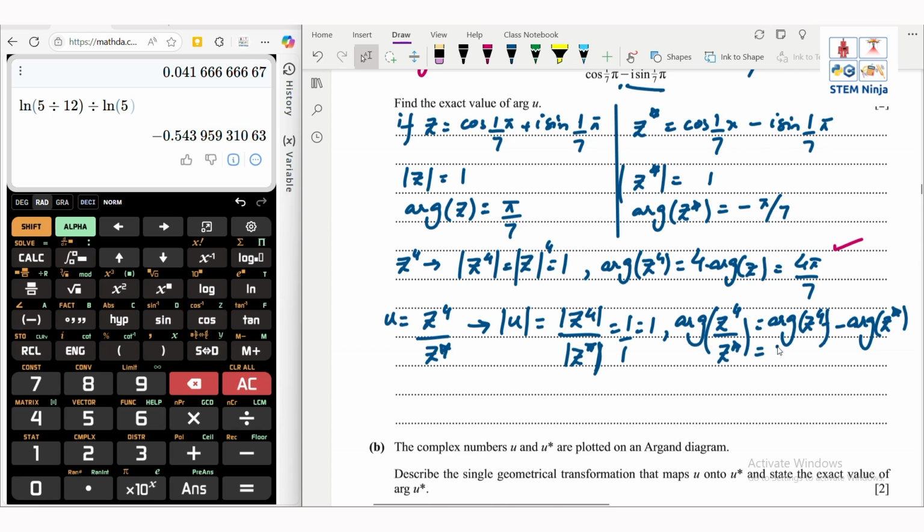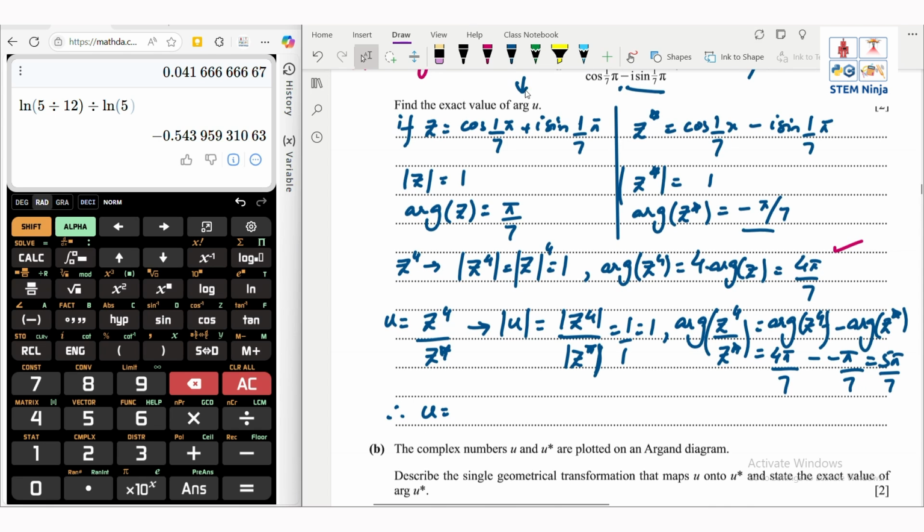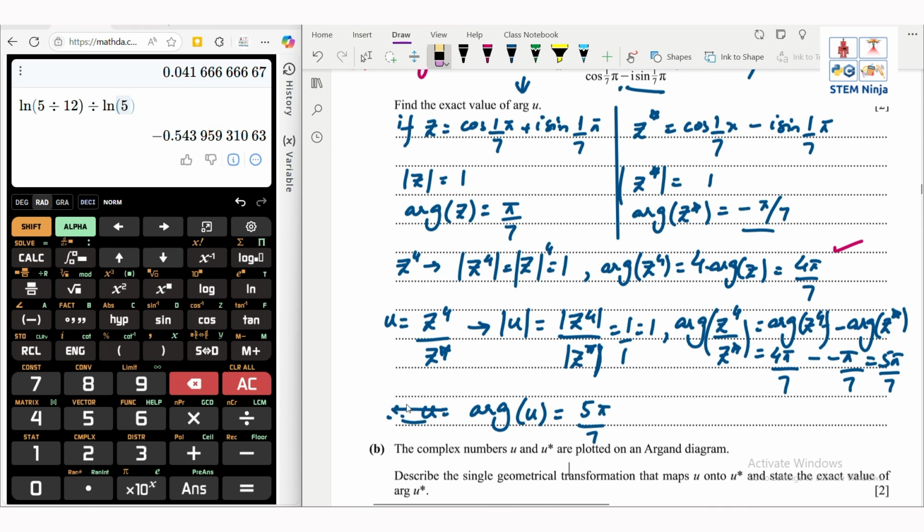So that is 4 pi by 7 minus, this is already negative, so minus pi by 7, that becomes 5 pi by 7. So therefore, argument u can be written as 5 pi over 7. So this is our final answer.